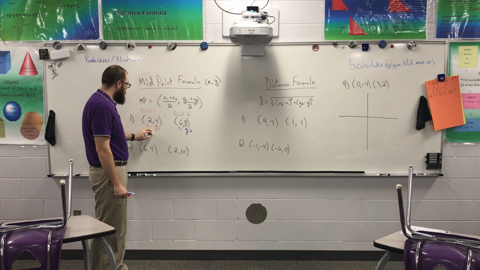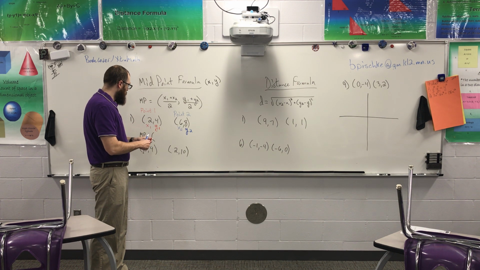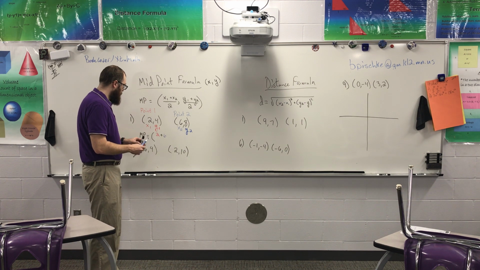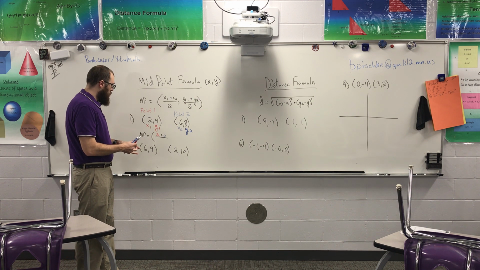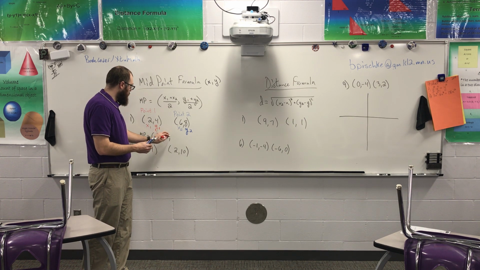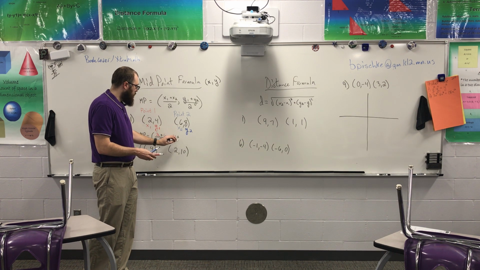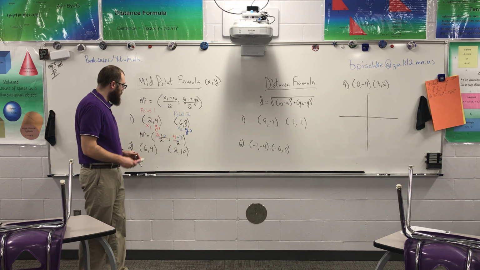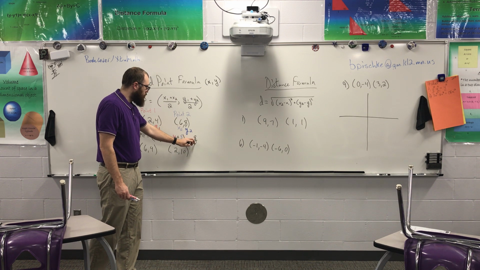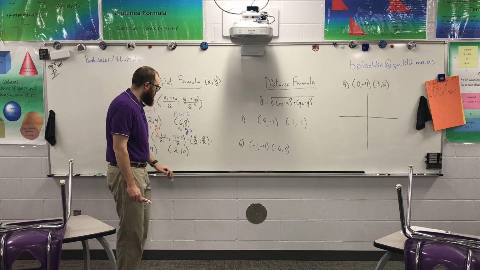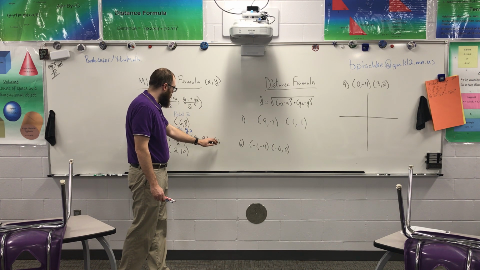So our midpoint is equal to x1, 2, plus x2, 6, over 2, comma, y1, 4, plus y2, 8, over 2. 2 plus 6 is 8, so I have 8 over 2, comma, 4 plus 8 is 12, so I have 12 over 2, which gives me 4, comma 6.